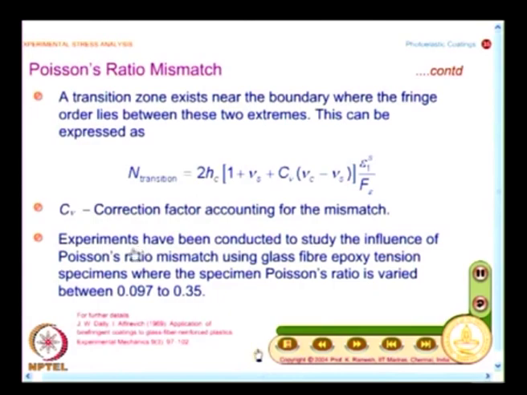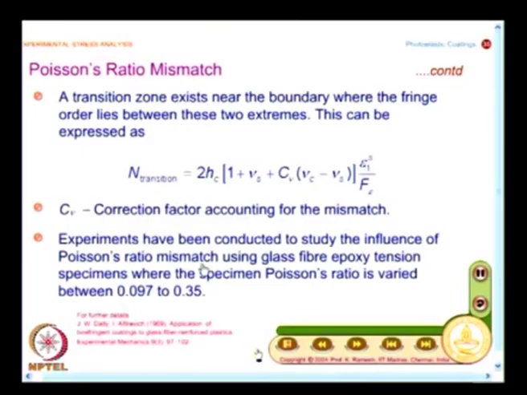And this is what I said, that experiments have been conducted by researchers, and if you want to study the influence of Poisson's ratio, the best kind of specimen you can think of is composites, because when I have a composite, I can change the volume fraction of the fiber, by which I can change the Poisson ratio of the composite specimen comfortably. And this is what was done. So, the glass fiber epoxy tension specimens where the specimen Poisson's ratio is varied between 0.097 to 0.35.